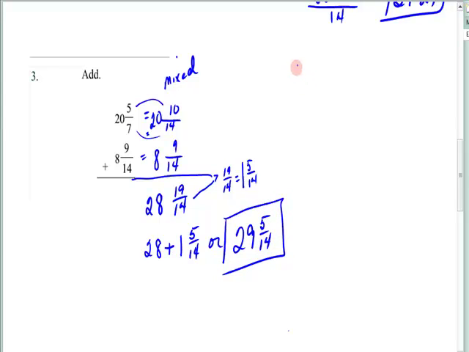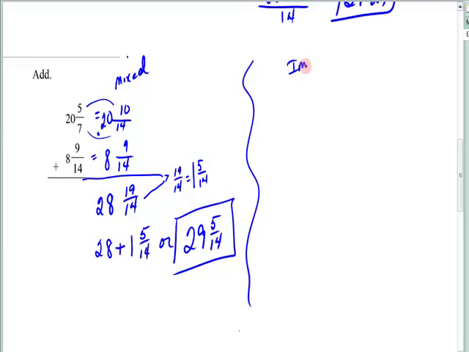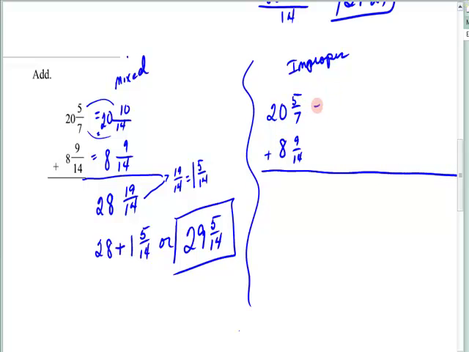Some people don't like to do that. They are uncomfortable with it, and they would prefer to do it improper. But the numbers are going to be big. So I have 20 and 5 sevenths, 8 and 9 14ths, and I'm going to make them both be improper. All right, 7 times 20 is 140, plus 5 is 145 over 7. The next one, I have 14 times 8 plus 9 gives me 121 over 14.